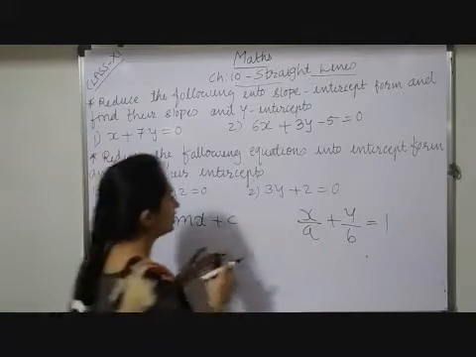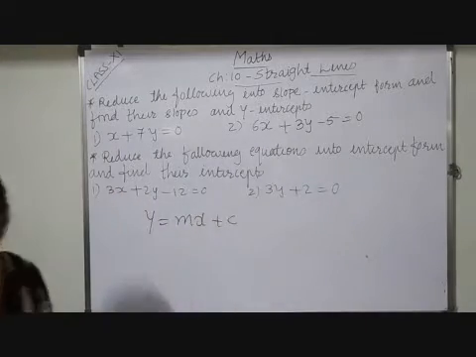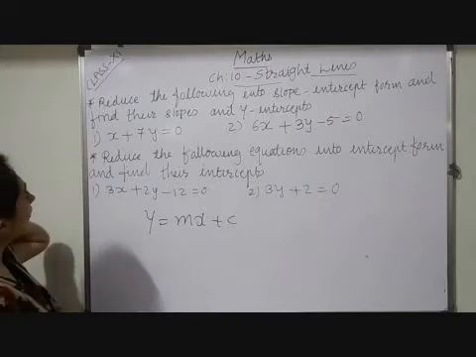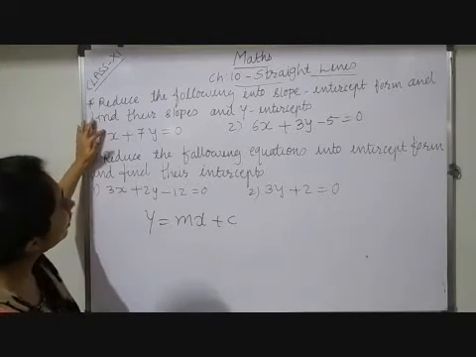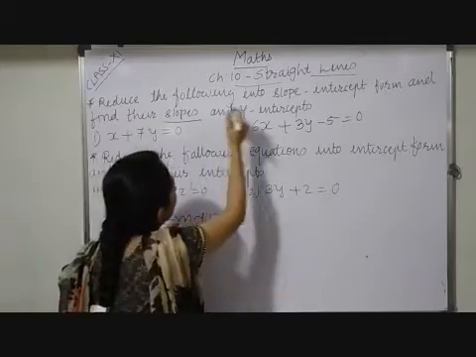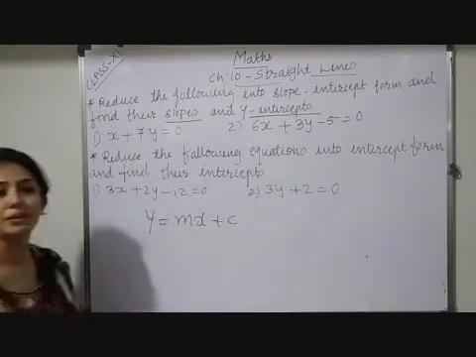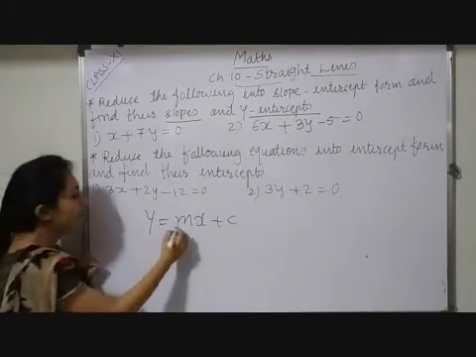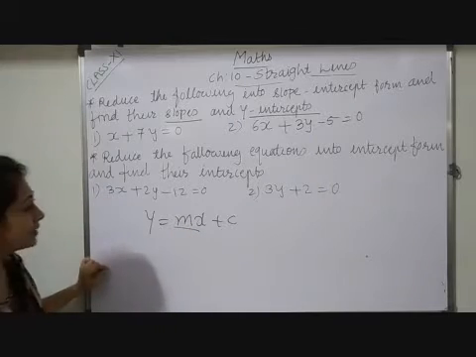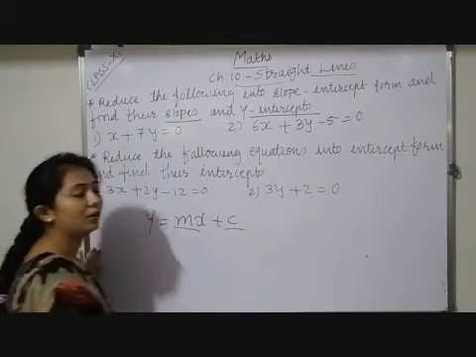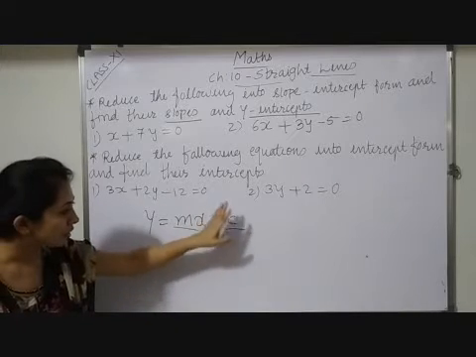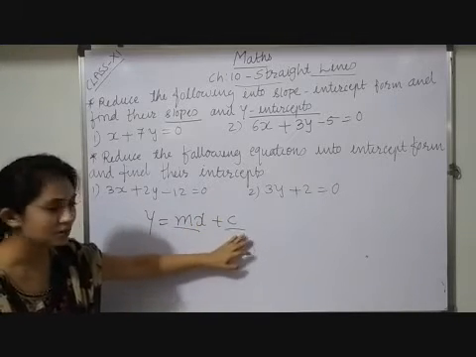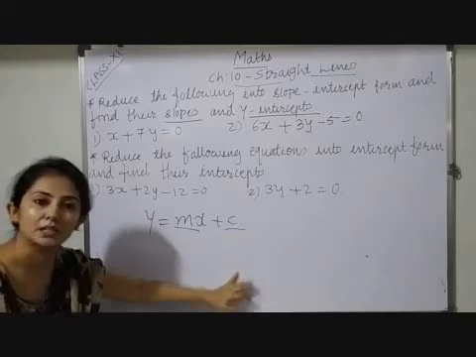First of all, I will discuss slope-intercept form. Here we have to reduce these equations into slope-intercept form, and also we have to find out slopes and their y-intercepts. Here m means slope, as we know, and c means the distance from the origin towards the y-axis. It means, in short, I can say this is not just a constant but the y-intercept.